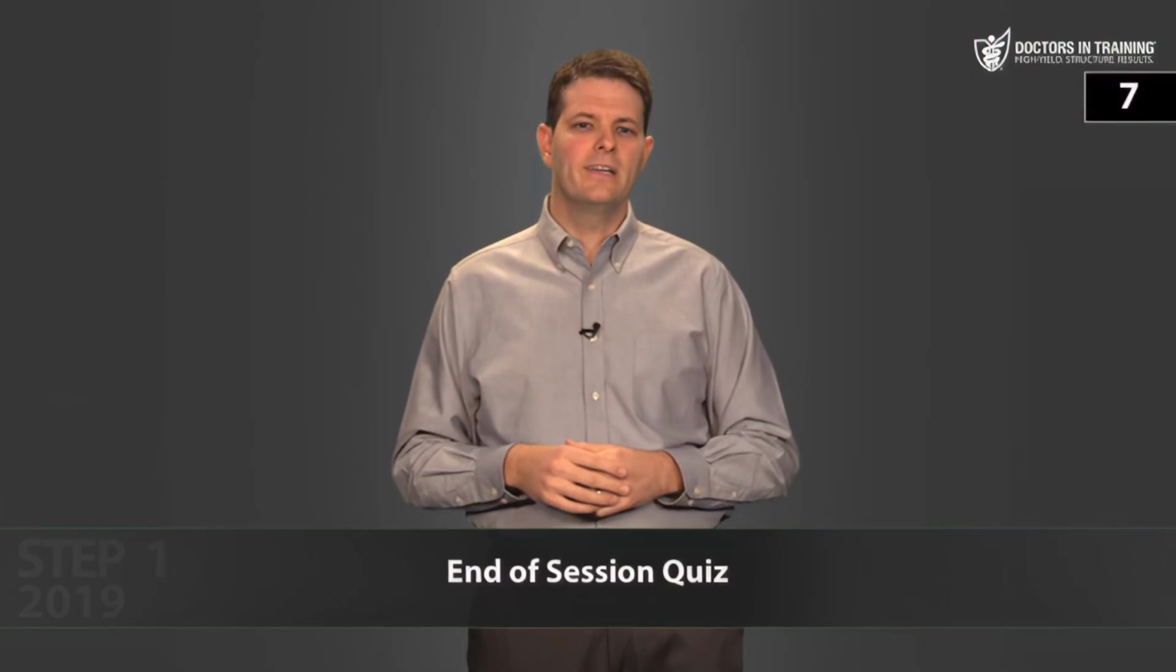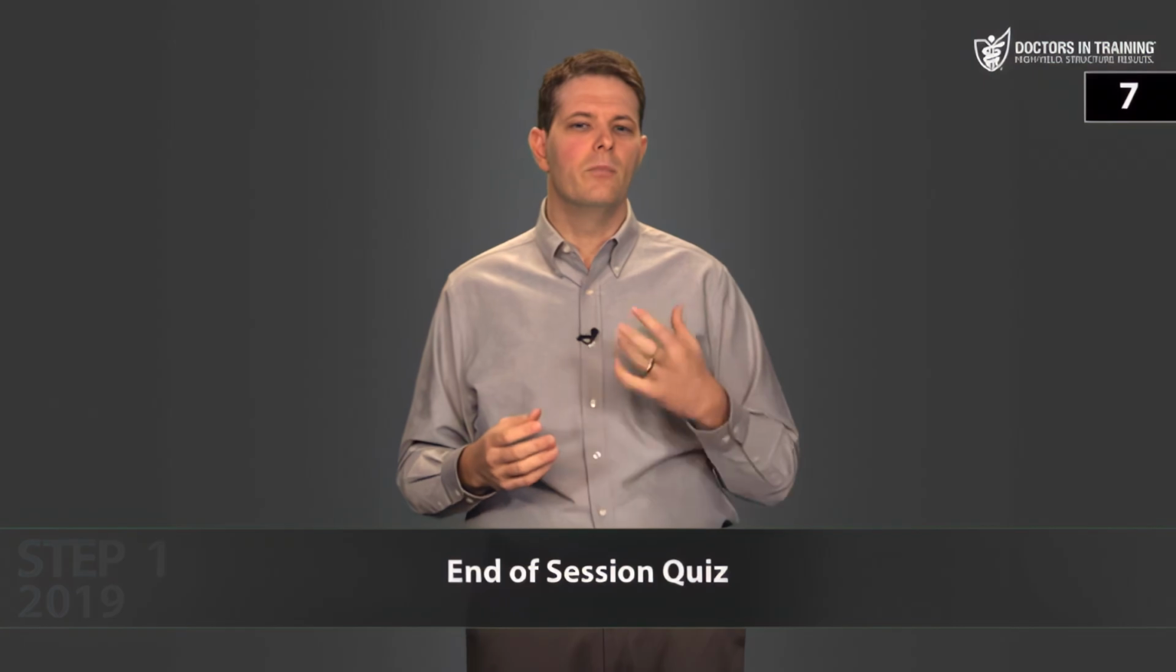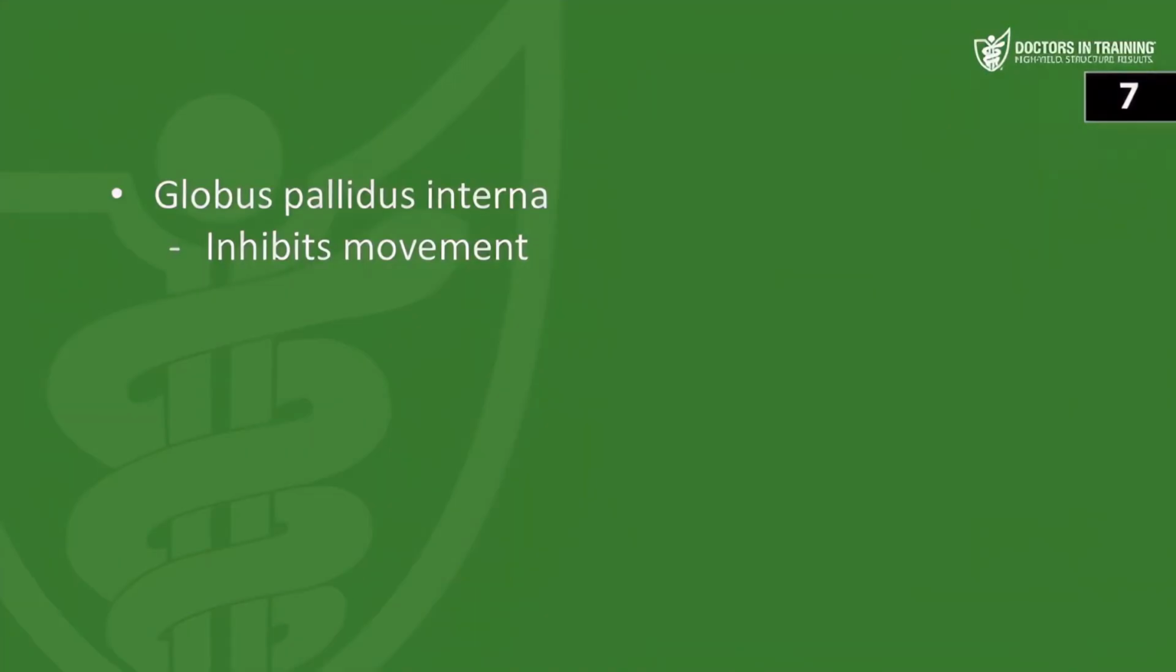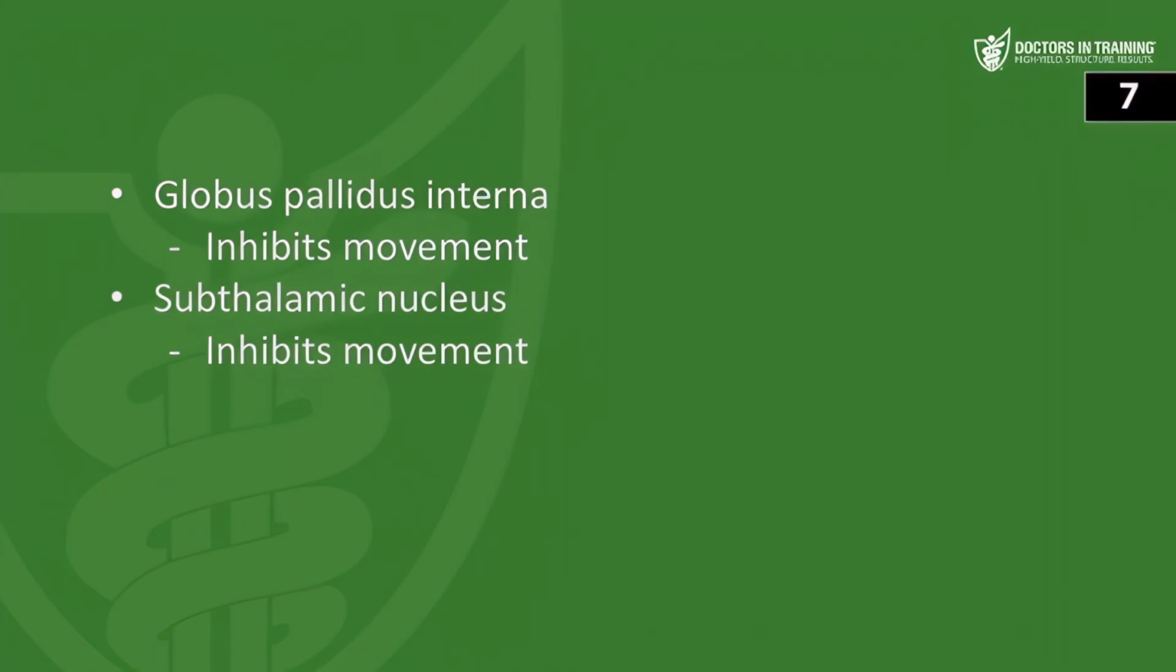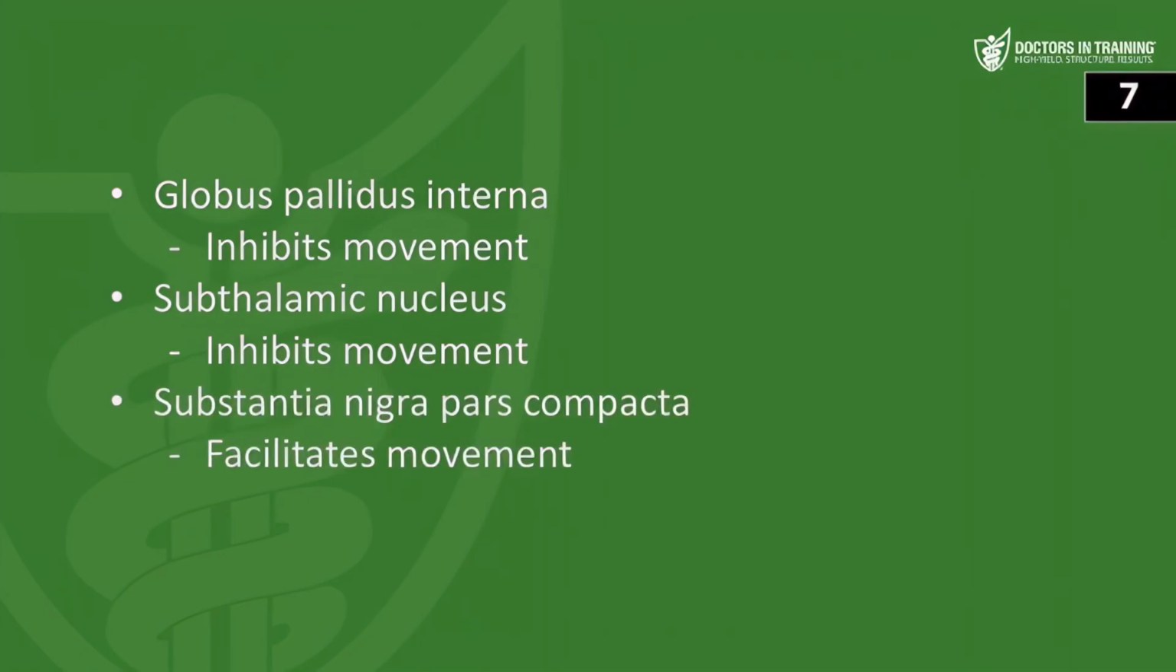Next, how do each of the following structures normally impact movement? So the globus pallidus interna inhibits movement. The subthalamic nucleus stimulates the globus pallidus interna, so it also inhibits movement. It stimulates an inhibitor of movement. And then the substantia nigra pars compacta stimulates the direct pathway, which inhibits an inhibitor of movement. And the result is that it facilitates movement.